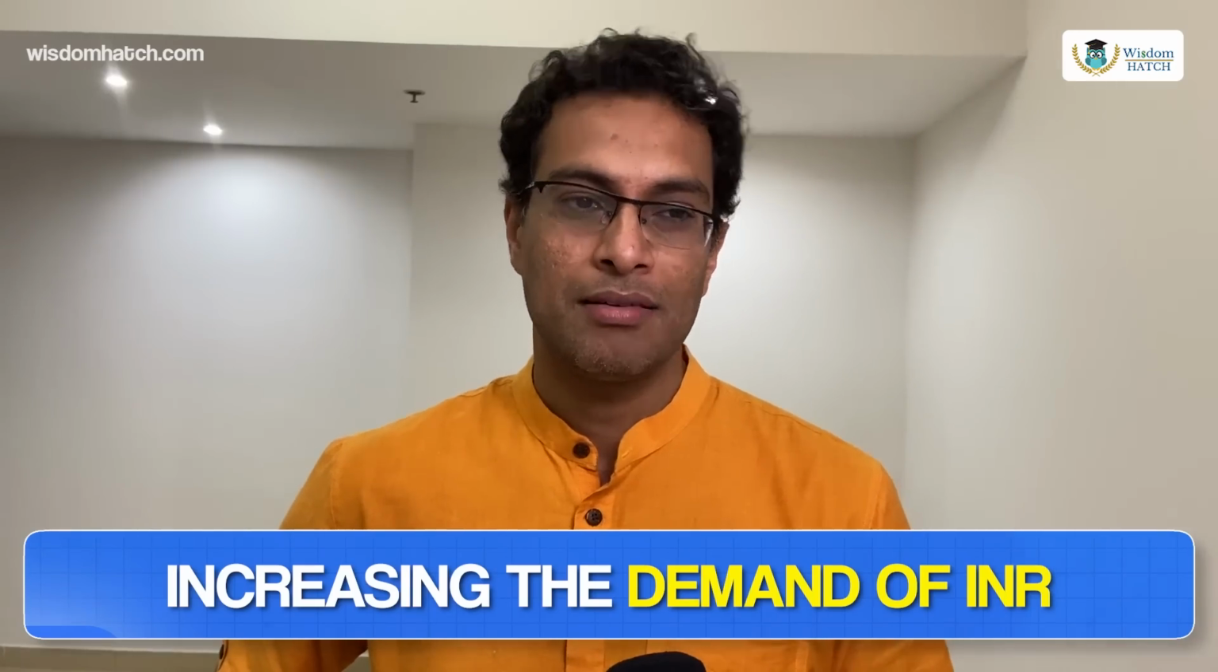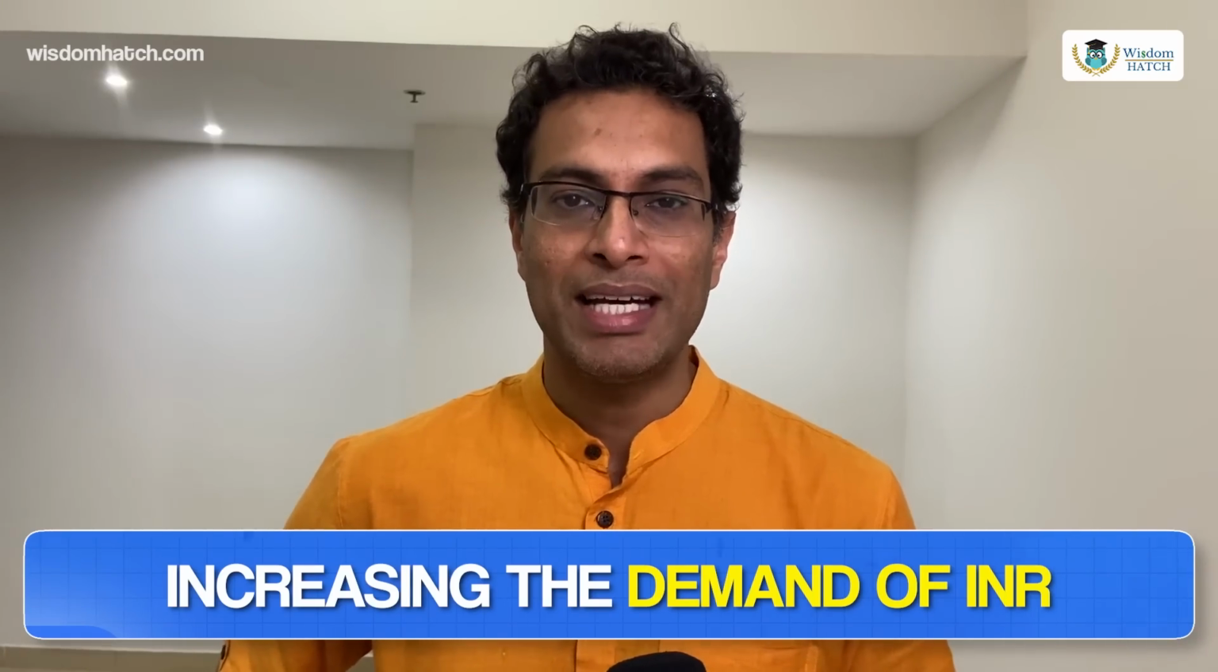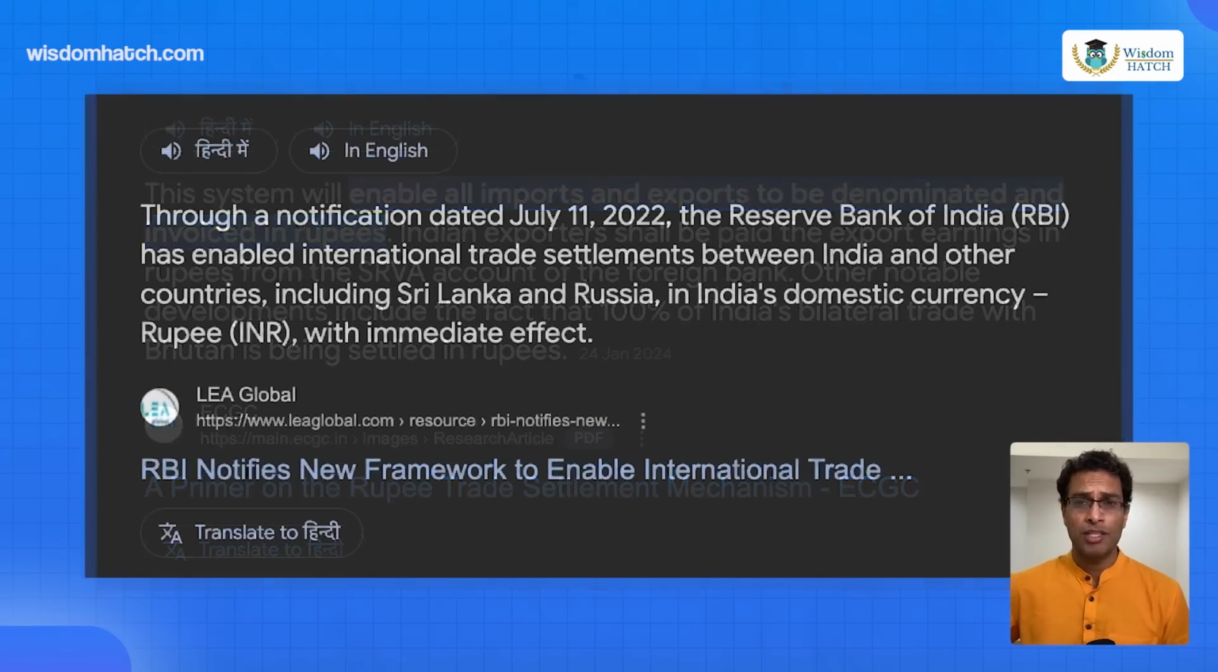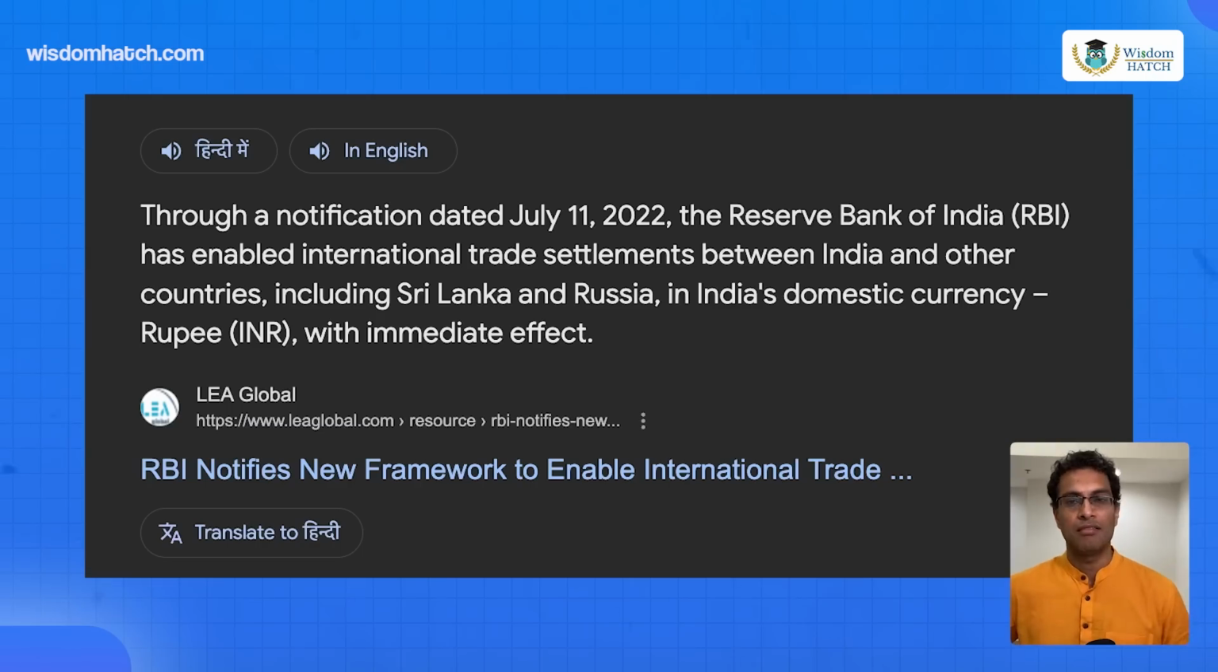Now, in the last 1.5 years, the Indian government has been trying really hard to increase the demand of INR by building something called the rupee trade settlement system, where the idea is that you go to countries like Russia, you tell them that, you know what, boss, we both trade with each other. So how about rather than taking refuge in US dollar, how about we trade in our local currencies? So this is what India tried to do via the rupee settlement system.